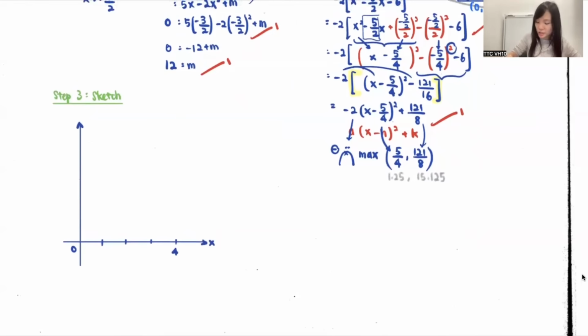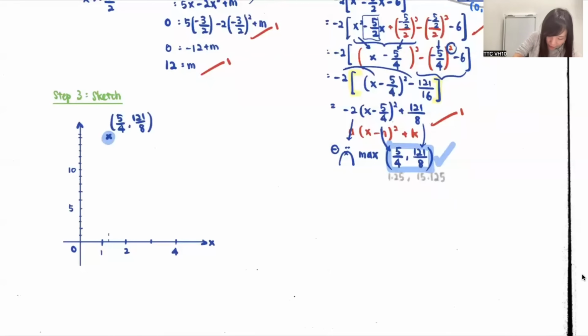So guys, the first answer you know is this one, 1.25. 1 is here, 2 is here, 1.25 roughly is here, correct? The height is 15. So let's say 1, 2, 3, 4, 5, 6, 7, 8, 9, 10, 11, 12, 13, 14, 15. Slightly up a bit here. 5/4, 1/8. Guys, this is the first point I'm drawing. Done. This is the maximum point. Wait, 1, 2, 3, 4, 5. This one is 5, this one is 15. Quite nice.